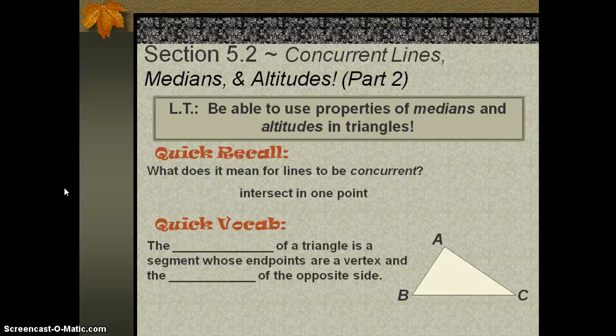The blank of a triangle is a segment whose endpoints are a vertex and the blank of the opposite side. So to fill in these blanks, we're going to fill in the words median and midpoint. So the median of a triangle is a segment whose endpoints are a vertex, so like A, and the midpoint of the opposite side. So it would go from A to the midpoint of BC. Just like that. Here's the median that's going from B to the midpoint of AC. And here's the median that's going from C to the midpoint of AB.